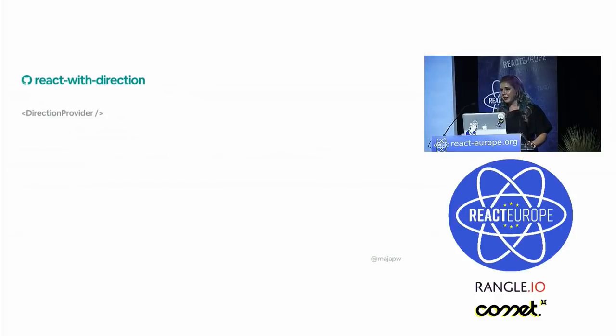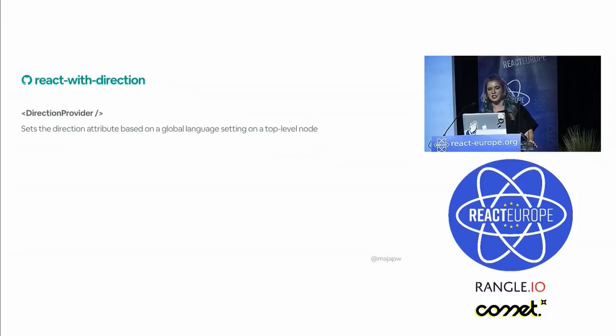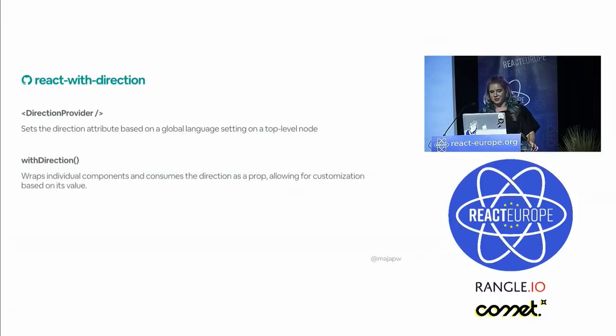It ships with two main exports, the direction provider, which sets that dir attribute on a top-level node, and a with direction wrapper that consumes the value set by the provider and passes it to children as a prop. Now, obviously, we can see this evolving as render props become more of a thing, as the context API changes, but this is the current state of affairs.